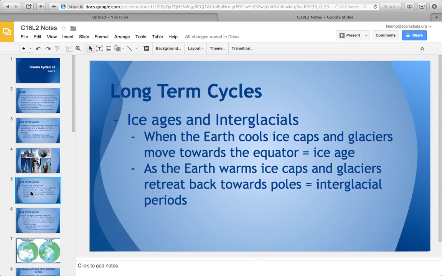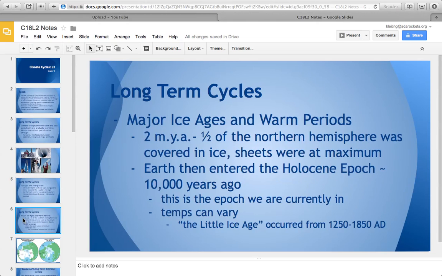Ice ages and interglacials. When Earth cools, ice caps and glaciers move towards the equator. That's called an ice age. As Earth warms, ice caps and glaciers retreat back towards the poles. That's called an interglacial period. So these two things just play off each other. Interglacial means between glaciers. So that's a period that happens between when the glaciers are rising or moving south.